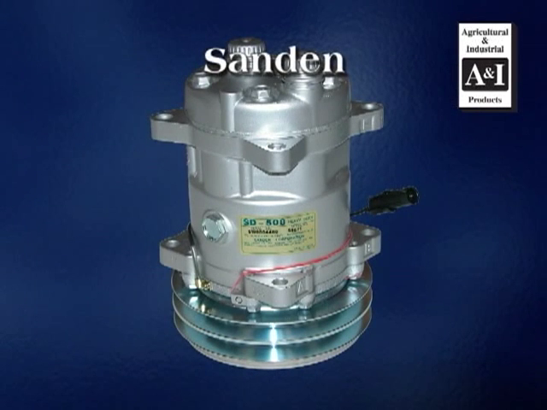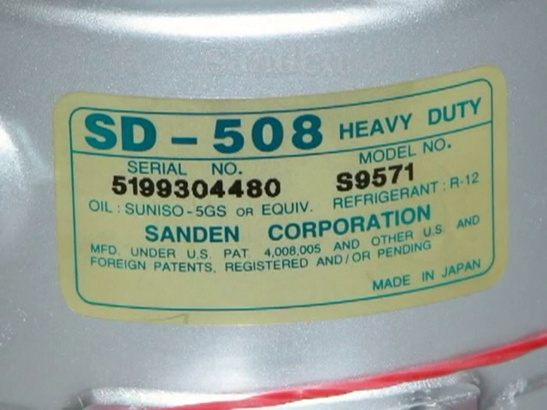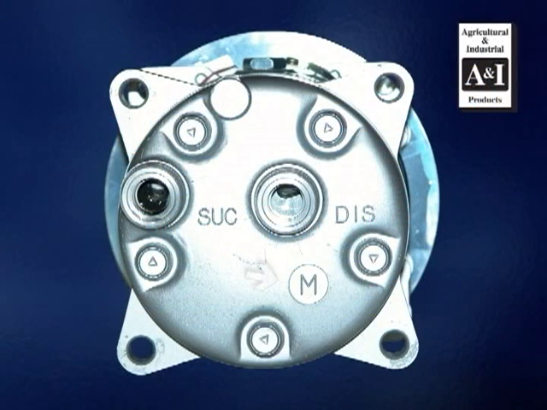Sanden compressors have a model number and a type number on the housing. If the compressor is used on a different application, it can be identified with these numbers. There's also an alpha code on the head, which helps identify the compressor and its style of fittings.